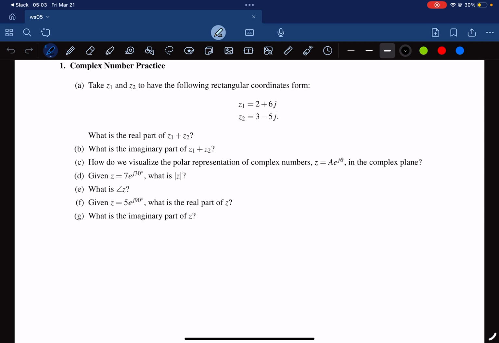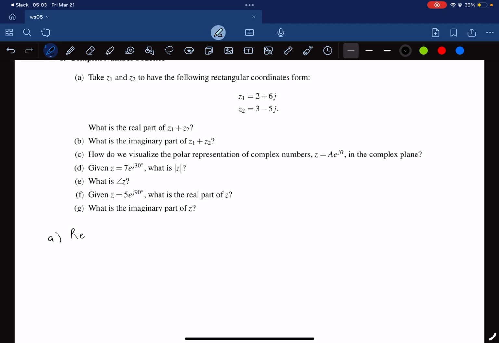All right, so the first part: what is the real part of z1 plus z2? What we're going to do for this is first recognize that the real components and imaginary components of complex numbers are always going to be orthogonal. They're never going to interact with each other, right? So if we want to take the real part of z1 plus z2, we can do real of z1 plus real of z2, and that's just going to equal 5.